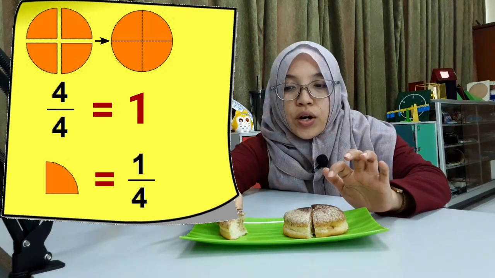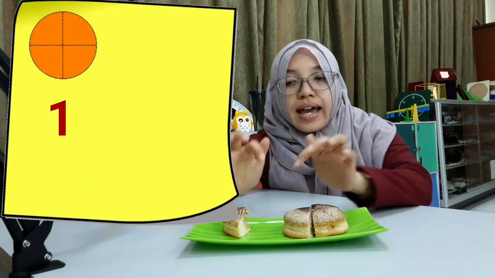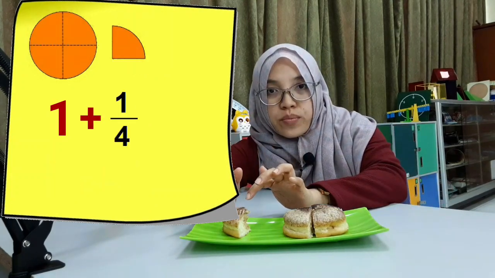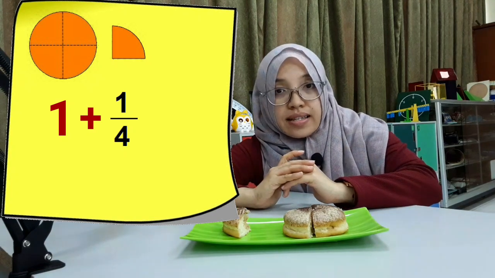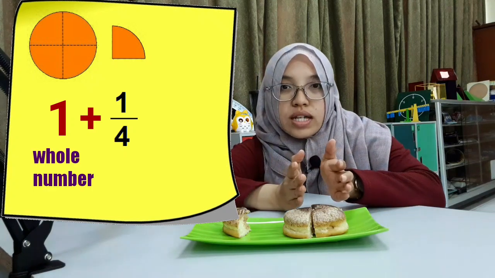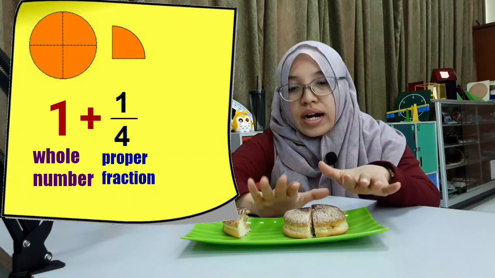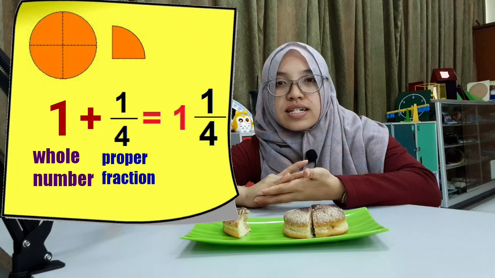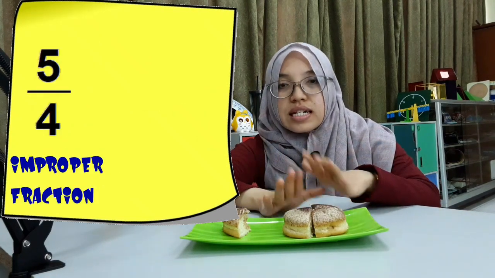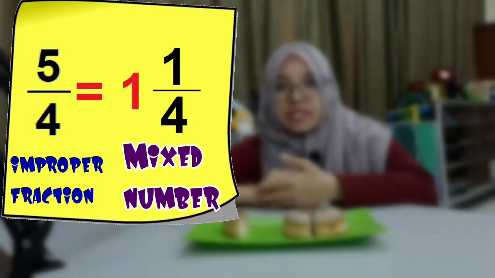I have one part remaining, and therefore one whole number added with 1 quarter, a proper fraction, we can represent as a mixed number. Yes, a mixed number where a whole number and a proper fraction are represented together. 1 whole plus 1 quarter becomes 1 and 1 quarter as a mixed number. And therefore 5 quarters is equal to 1 and 1 quarter.